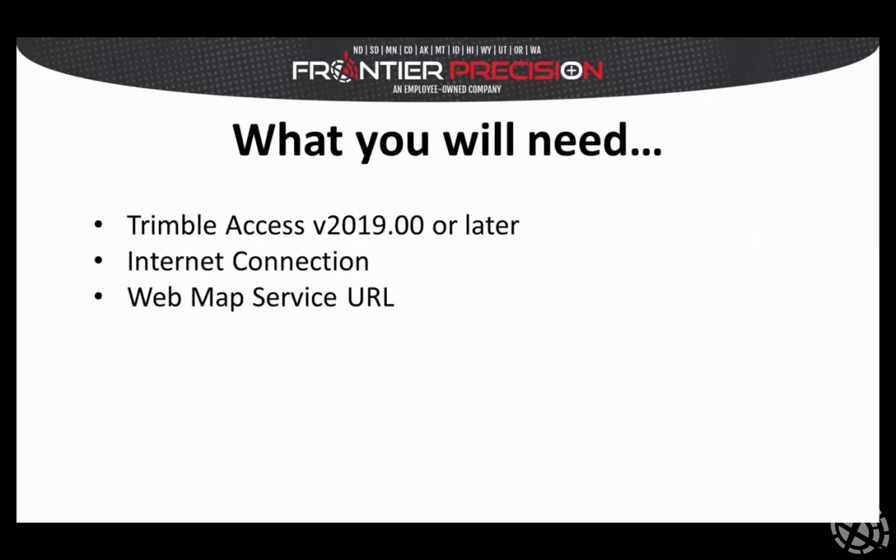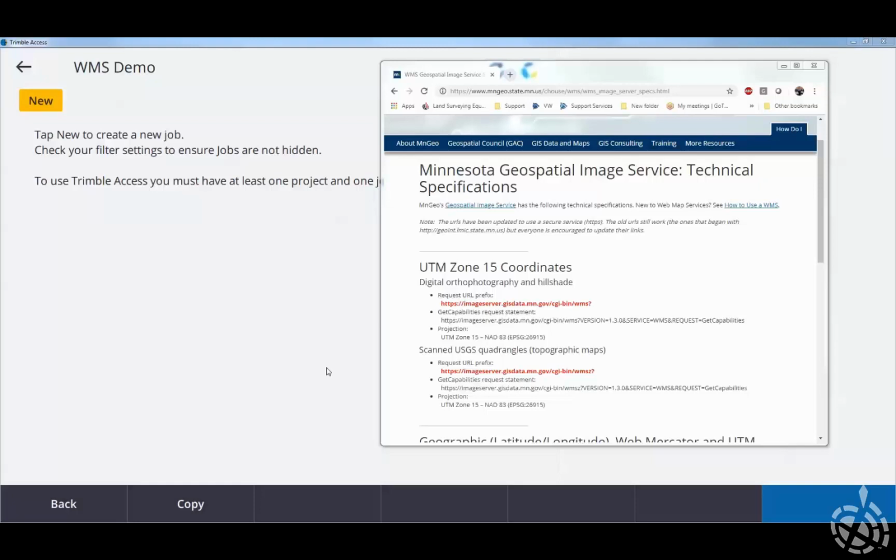What you will need is a controller running Trimble Access version 2019.00 or later, an internet connection, and a web map service URL. Let's now jump over to the software to see how to get a web map service set up. To load a web map service into Trimble Access, what you're first going to need is the URL for the web map service itself. So I found one here on the Minnesota Geo webpage for a geospatial image service. I can obtain digital orthophotography and hillshade background maps from this URL provided here.